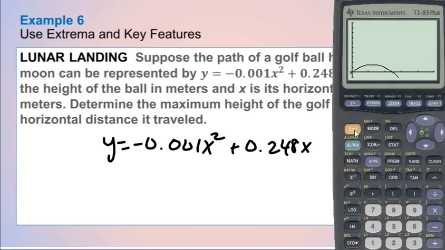So we want to find our maximum. So second trace, intersect number 5. I need to go to the left-hand side of the vertex. Actually, sorry, second trace maximum, so number 4. Left bound, left side. So I'm at enter, go to the right side. Hit enter a third time. It tells me it reaches a height of 15.376 meters. So the maximum would be 15.